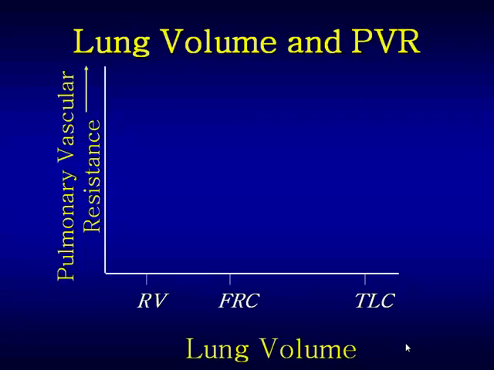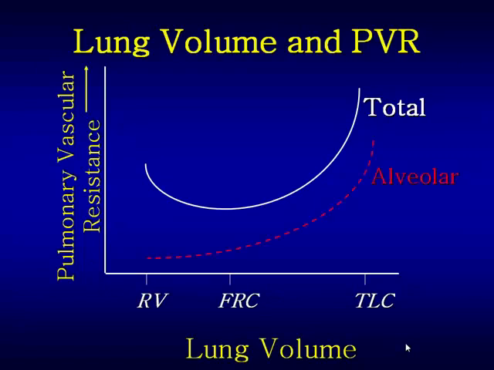So if we were to look at pulmonary vascular resistance on the y-axis versus lung volume from residual volume to functional residual capacity all the way up to total lung capacity, we see that in all people it's a U-shaped curve where the lowest pulmonary vascular resistance we have is at our resting lung volume, functional residual capacity. However, as our lung volumes get smaller, pulmonary vascular resistance goes up, and as our lung volumes get bigger, pulmonary vascular resistance goes up. But the reasons they do are different.